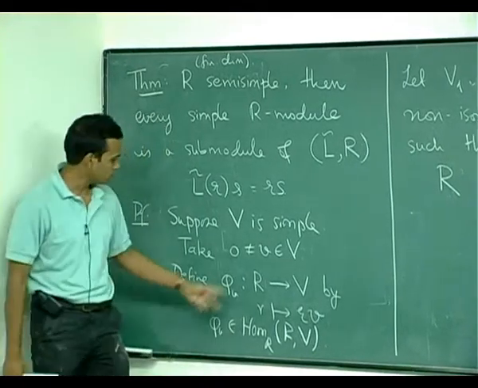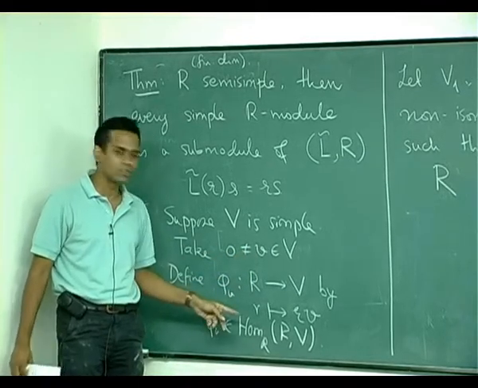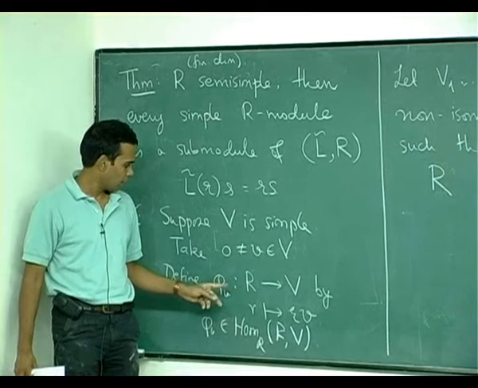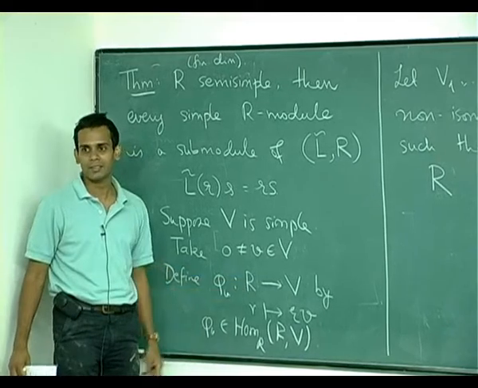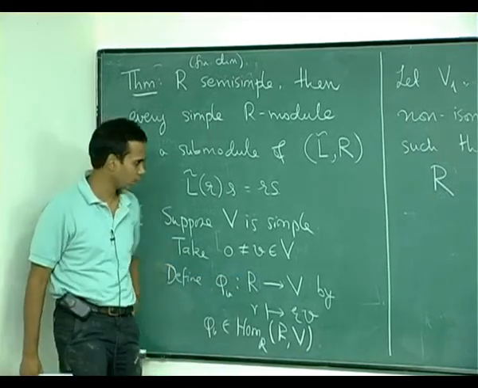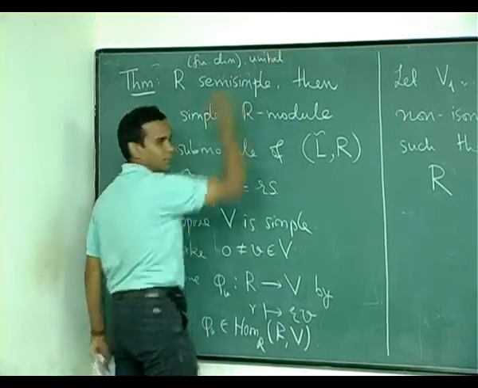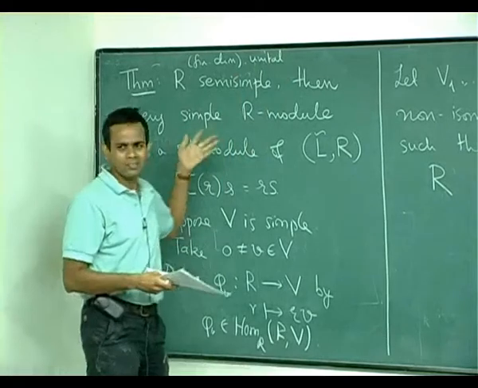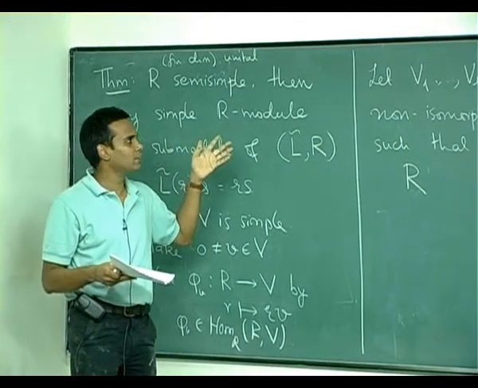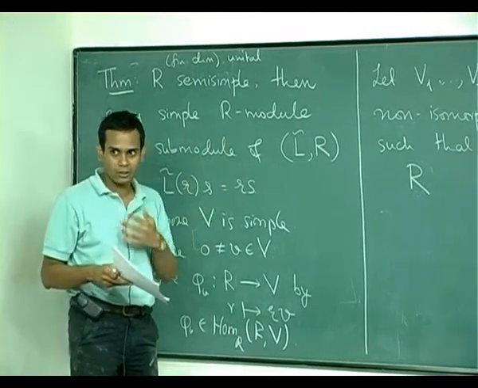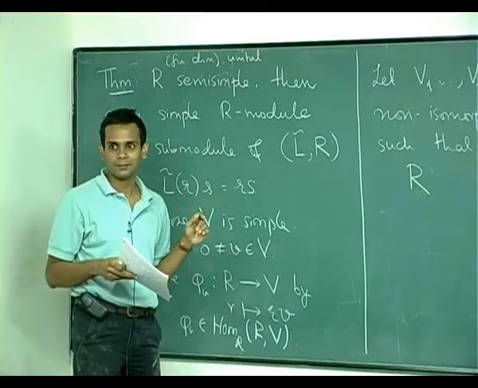Here, phi_v is non-zero at some element, and what is that element? It's the unit of R. So here I should probably add unital. These will all be hypotheses throughout this course, but it's interesting sometimes to see where they can be left out, because later on you may be interested in cases where these fail.